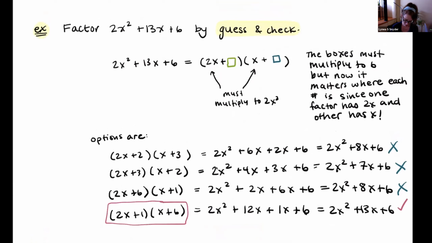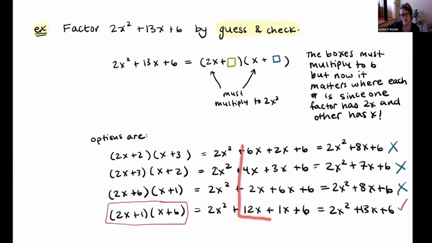All right, if you notice, the 2x squared and the 6 are the same in all 4 of these situations. However, the middle pieces are what's changing around, and it's affected by where we put those numbers.